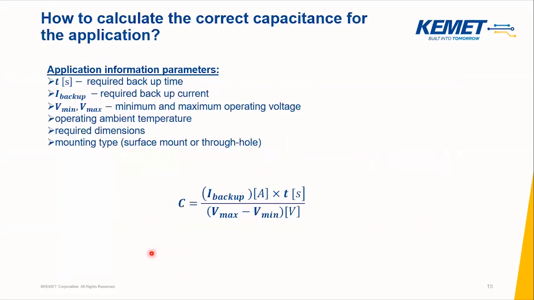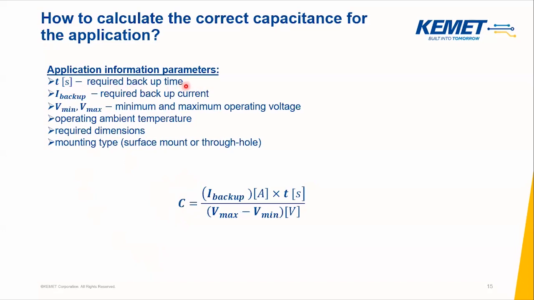So the next step, and the most important one, is how to calculate the correct capacitance for your application. You already looked through your application and through the tables and graphs provided, and somehow determined which series can be used for your application. But then you also need to know which capacitance you need to choose, and that would be right for your application. For your application, you have the following parameters.